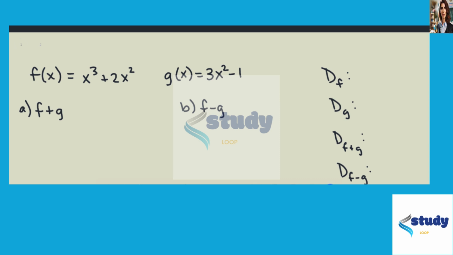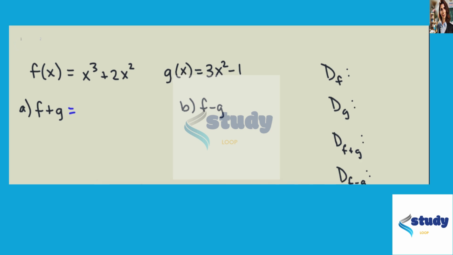Here we have functions f and g, so let's start by finding f plus g. So we're going to add these functions together. x cubed plus 2x squared plus 3x squared minus 1. We can add the like terms, and we get x cubed plus 5x squared minus 1 for f plus g.